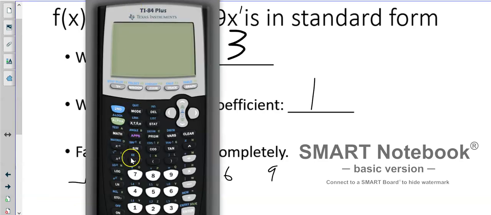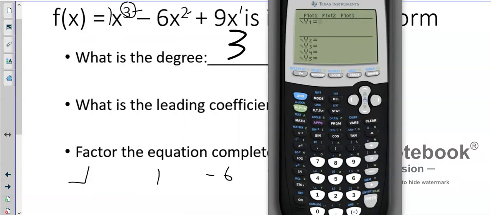So we're going to put this in the calculator. Go to y equals, clear it out. We're going to put in x to the third power minus 6x squared plus 9x. All right. Now, we can see what it looks like. It doesn't really matter. Okay, positive cubic.